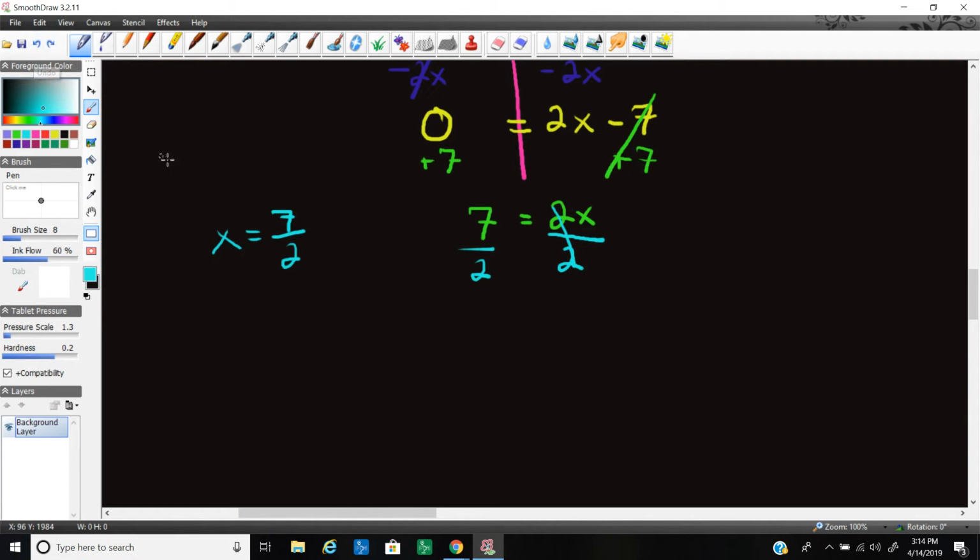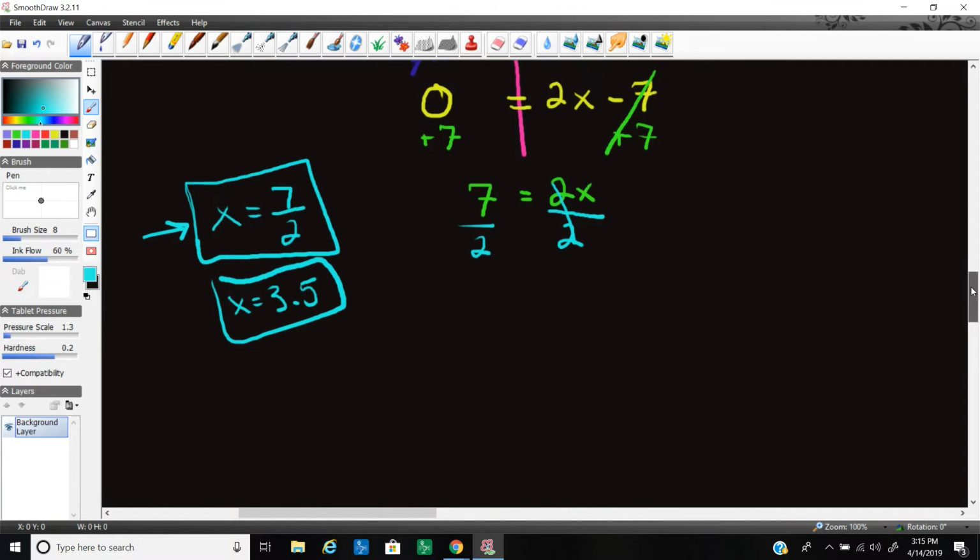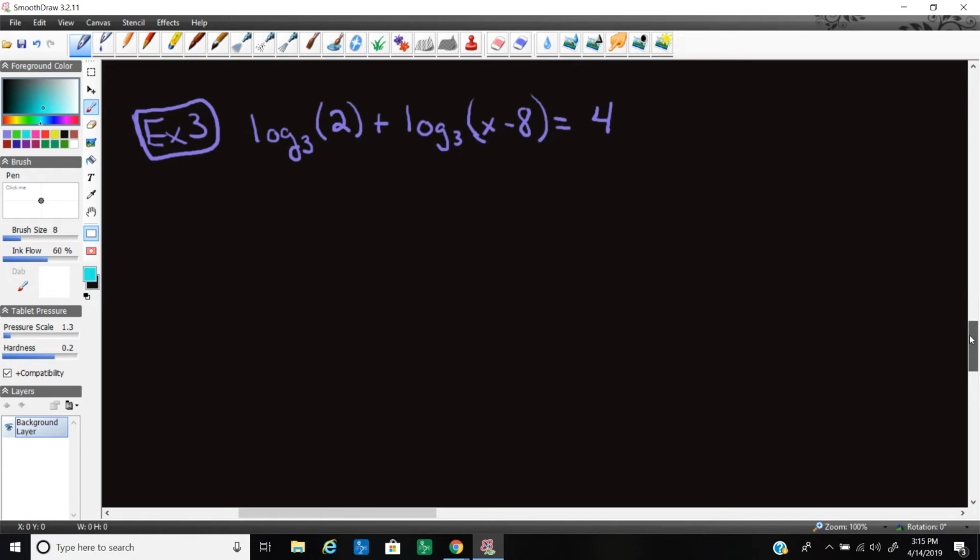Let's do that a little bit nicer. So 7 over 2. If you want to use a decimal, you can. It would be x is equal to 3.5. But me personally, I like to just stick to the fractions just because they're a little more accurate sometimes, especially when you have repeating decimals. But anyway, so there's your second case. We're going to go ahead and look at the final example.